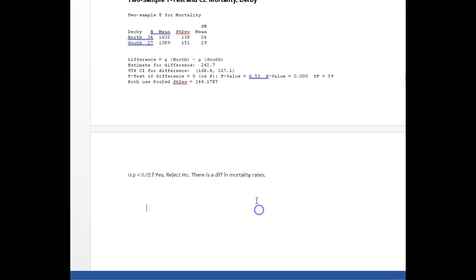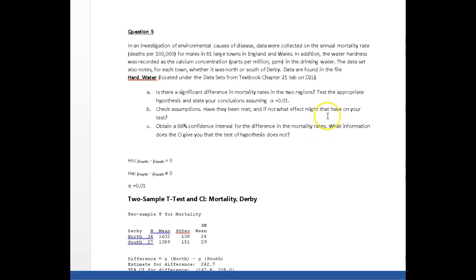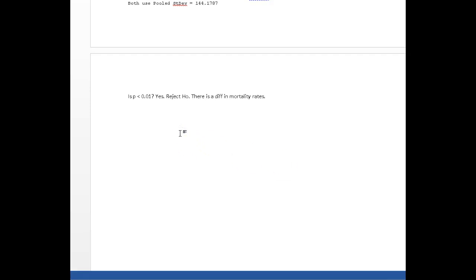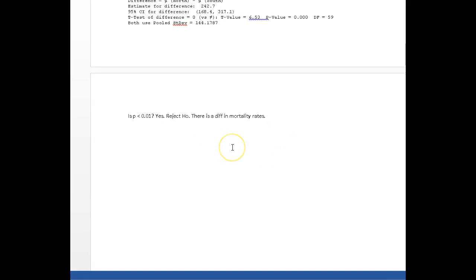Okay, so we've decided there's a difference in mortality rates, and we have to check assumptions. Have they been met? And if not, what effect might they have on your test? Well, for one thing, we're assuming these towns were picked randomly and independently north and south of Derby. And the other thing is that both sets of data have to be normal. So that's the question. And we already saw a box plot.